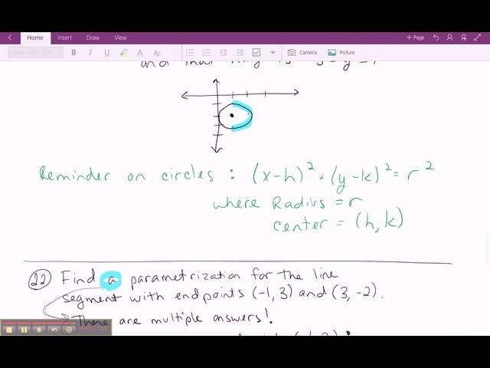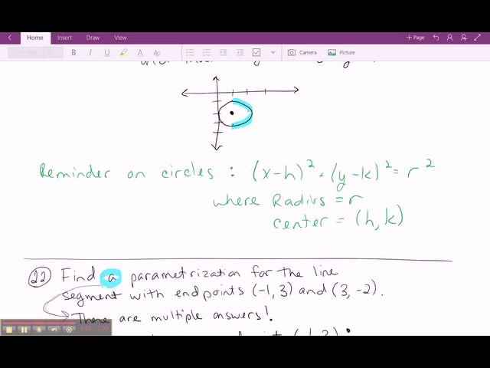Just a quick reminder on circles. This is your standard form with your radius and your center. So that's how you find the graph of a circle.